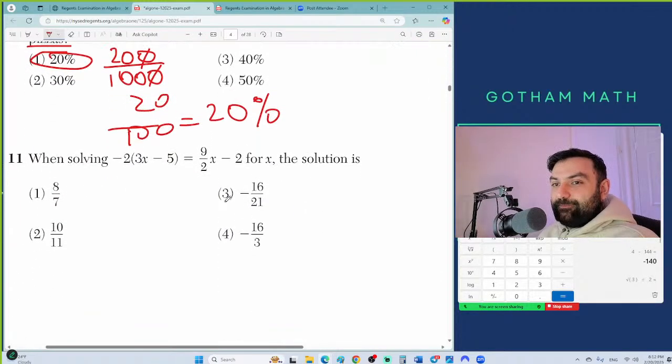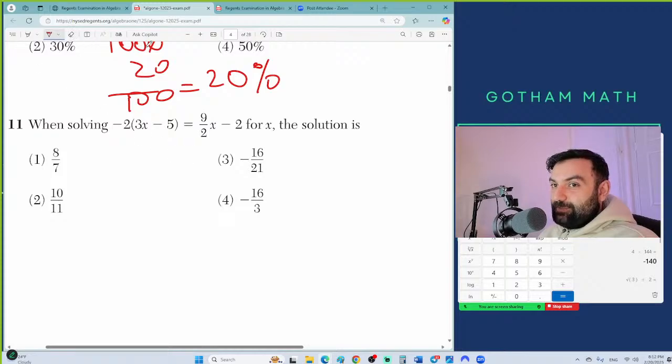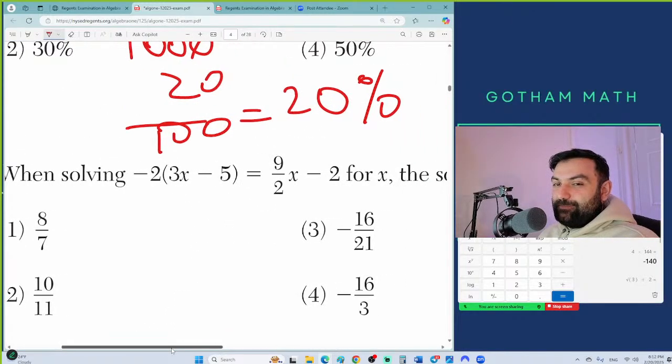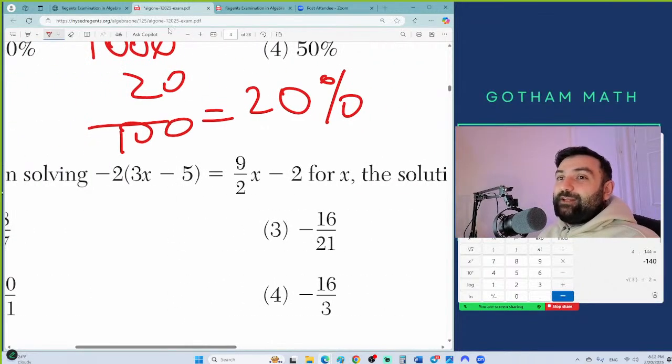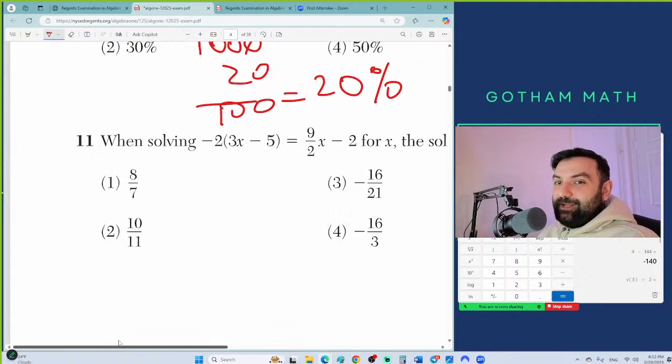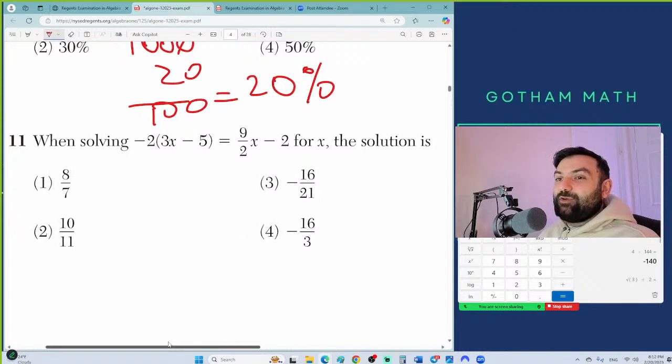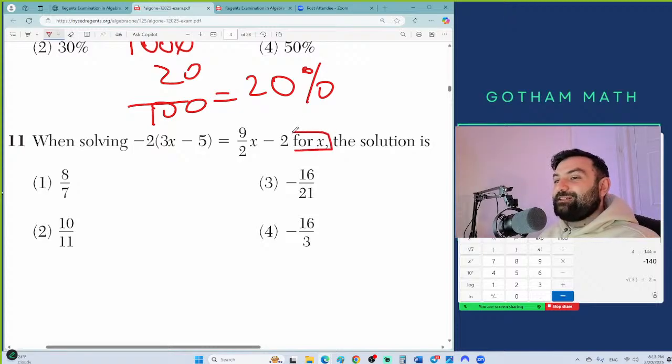All right. Equations. Ugh. Equations. You know, I'm not even reading the words, like, when solving this for x, the solution is. Who needs to read this if we understand that we need to solve for x? That's the only thing that we need to know. For x.